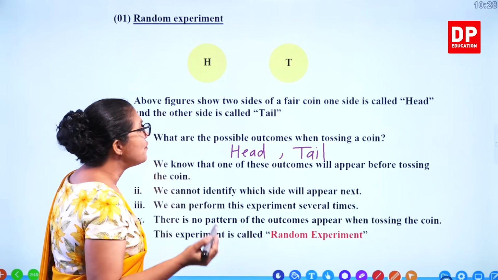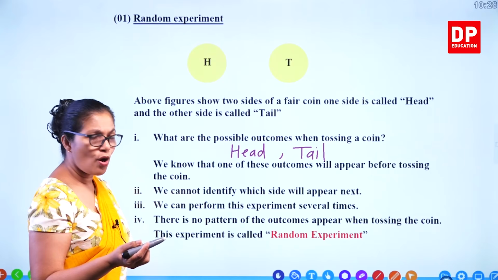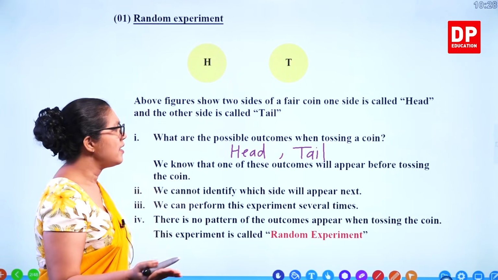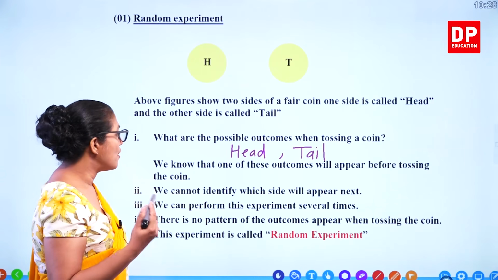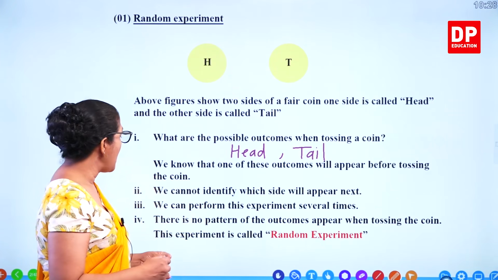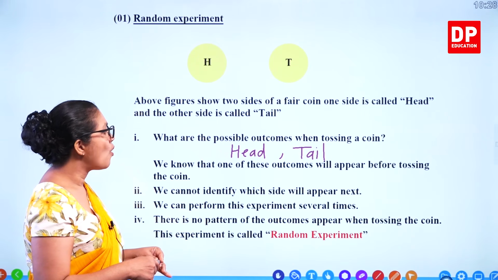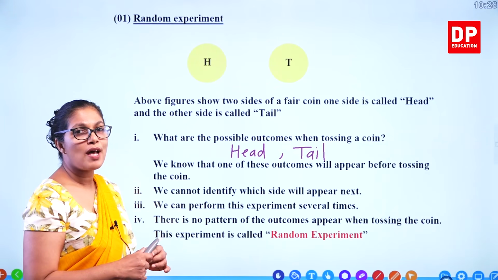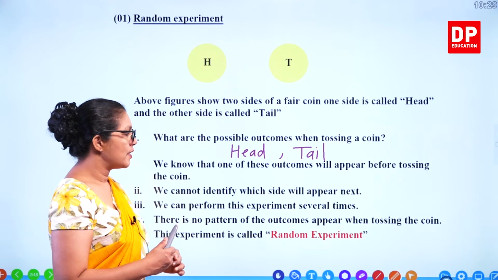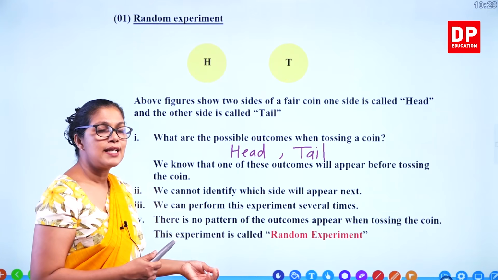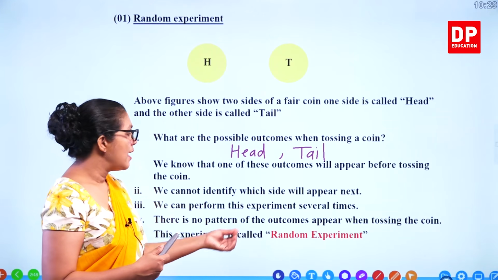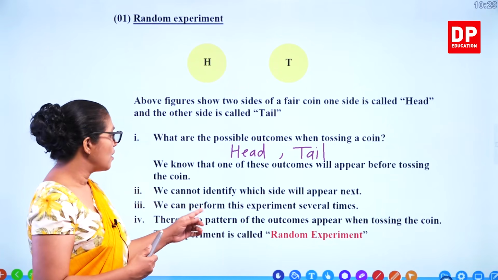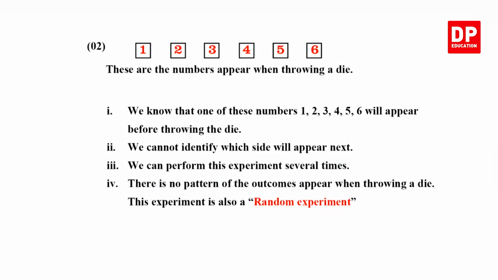So we know that one of these outcomes will appear before tossing the coin. And we cannot identify which side will appear next. It can be head or it can be tail. So we can perform this experiment several times and there is no pattern of the outcomes that appear when tossing the coin. So we call that a random experiment. So we don't know what we will get. You can toss any number of times and you can see there's no pattern with the outcomes.